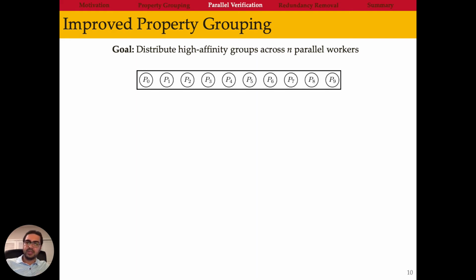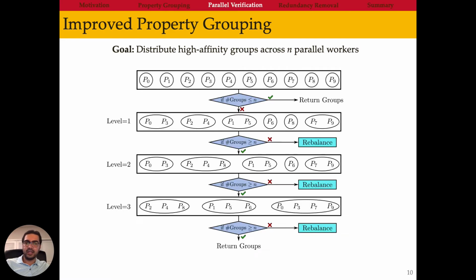Starting with all properties in singleton groups, we first check if the number of singleton groups is fewer than the number of available parallel workers. If that is the case, then we can just return all the singleton groups without performing any grouping. However, if we have more groups than the number of available parallel workers, then we proceed with the different grouping levels. At any particular grouping level, if that level generates fewer groups than available workers, we preempt further grouping and we perform rebalancing to ensure all the workers are utilized.